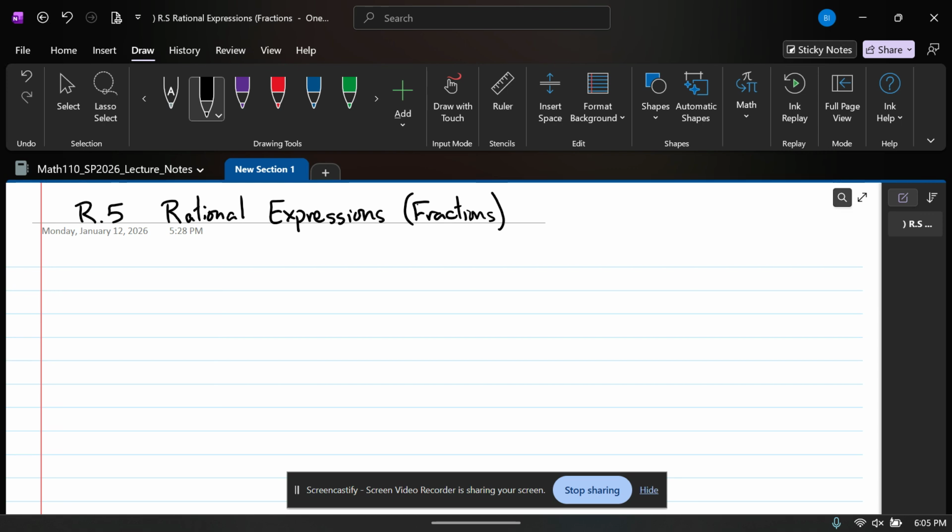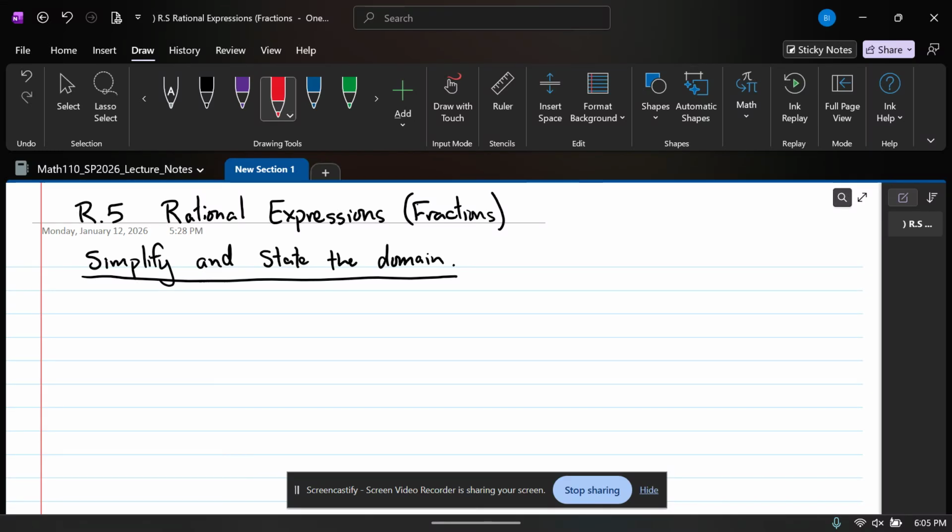So the instructions that we're going to start with, the first set, are going to tell us to simplify and state the domain. Simplify and state the domain. Okay, so there's an important part here about stating the domain that they don't tell us. And one of those things that we learned in 110 was that when you're finding the domain, there are two red flags that you look for.